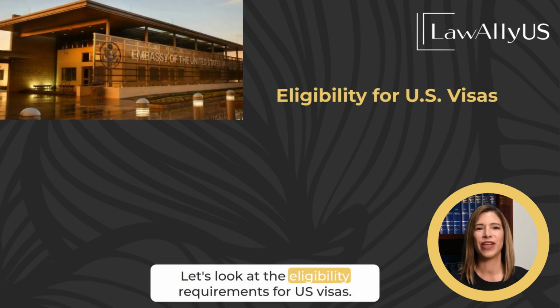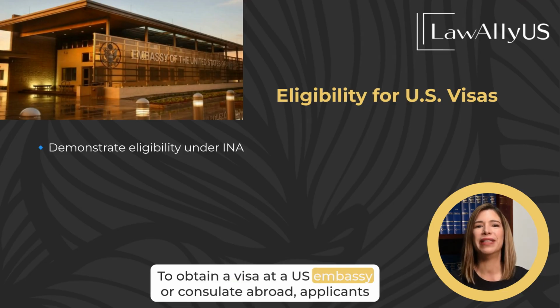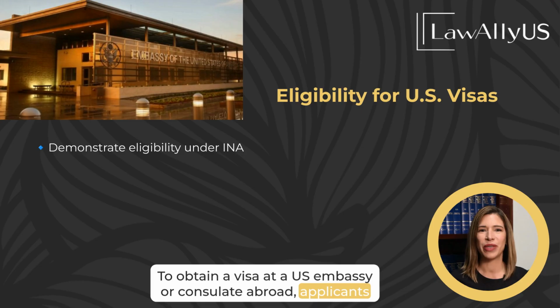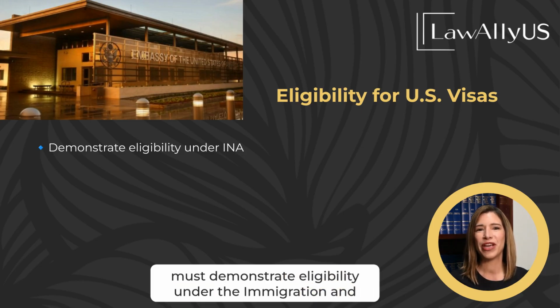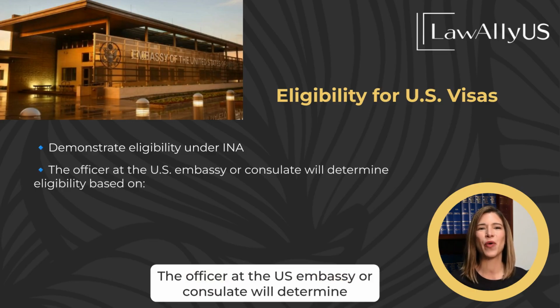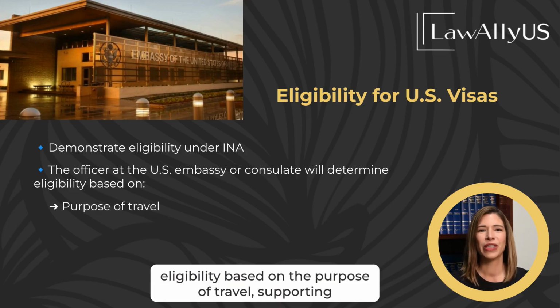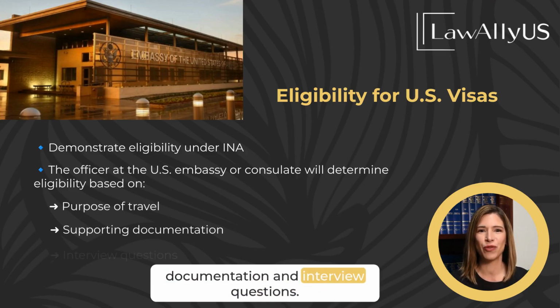Let's look at the eligibility requirements for U.S. visas. To obtain a visa at a U.S. embassy or consulate abroad, applicants must demonstrate eligibility under the Immigration and Nationality Act. The officer at the U.S. embassy or consulate will determine eligibility based on the purpose of travel, supporting documentation, and interview questions.